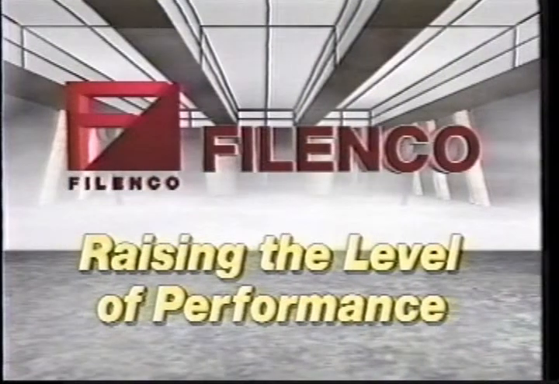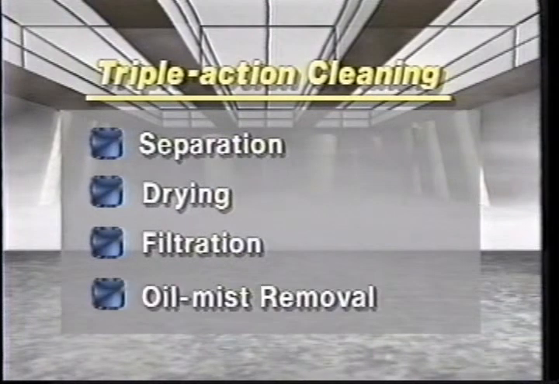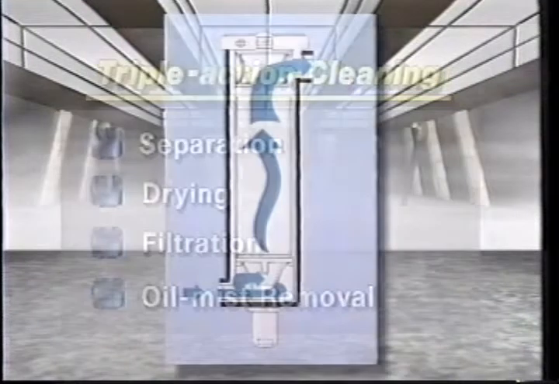Filenco dryer filter units combine desiccant drying with final filtration and separation, raising the level of performance significantly over conventional commodity filters. Our patented dryer filter provides triple action cleaning, separation, drying, and filtration, all in a single unit. Through creative application of absorption filters, we can include a 4th action, oil mist removal. These multiple functions in a single unit reduce installation and replacement costs to restore like-new operation and tailor the degree of performance to your specific requirements.